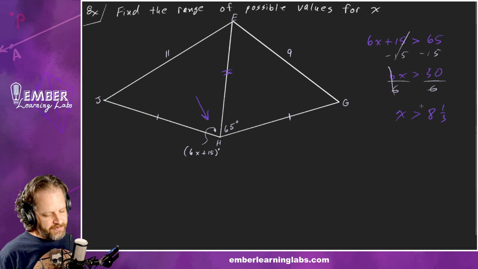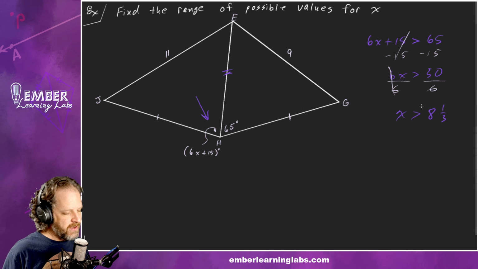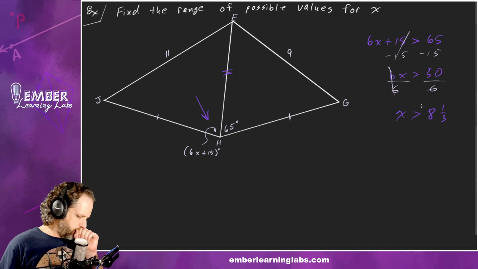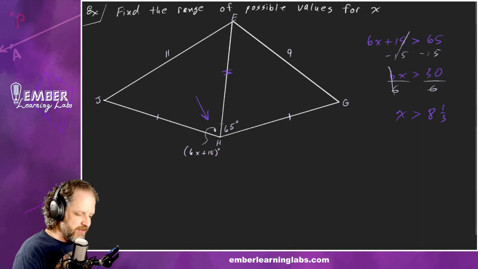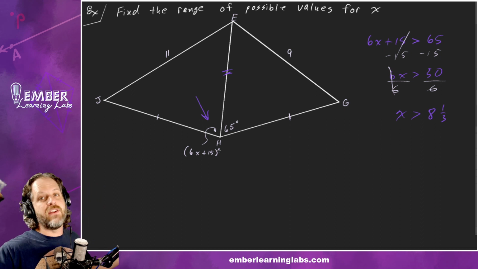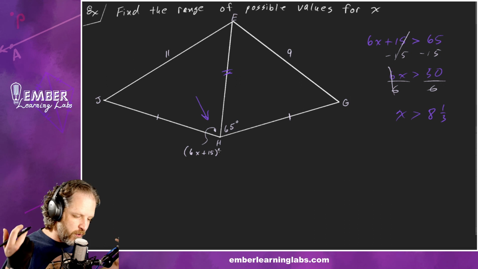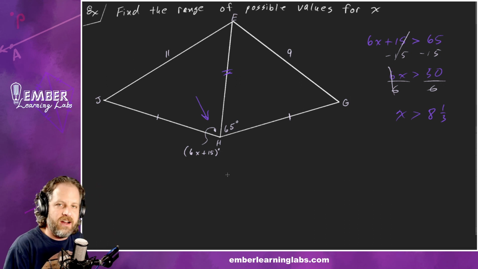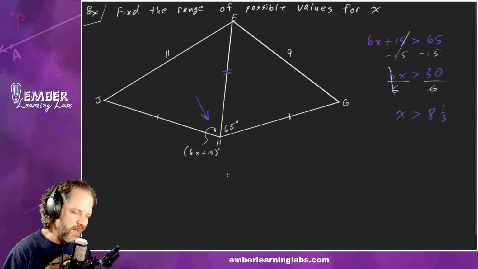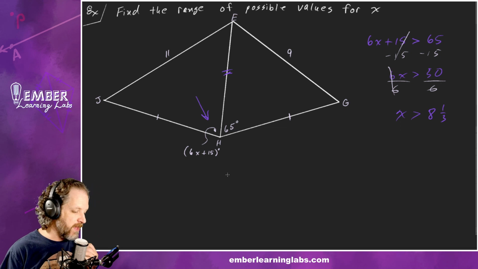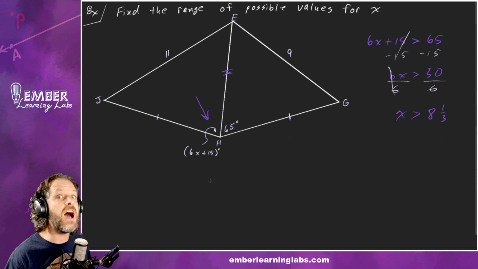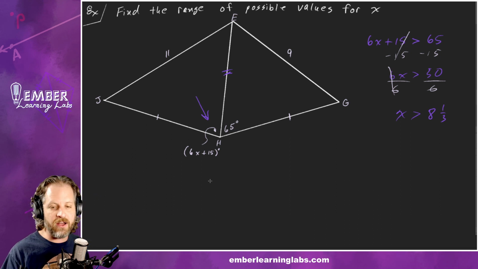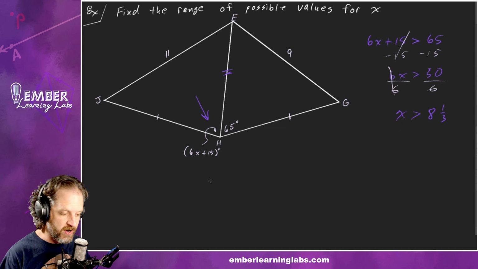Now, that gives us half of it, but we need to figure out the other half, because it can't be infinite, right? It can't be just greater than 8 1/3. Like, you couldn't put 4,286 in here and it still be a triangle. So where can it not get bigger then? Well, any angle in a triangle cannot be greater than 180, right? It cannot be greater than 180 because there's 180 degrees in the whole triangle.